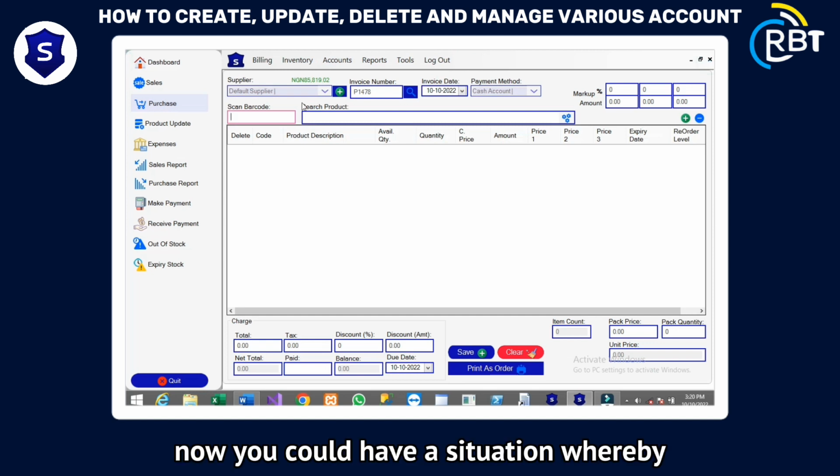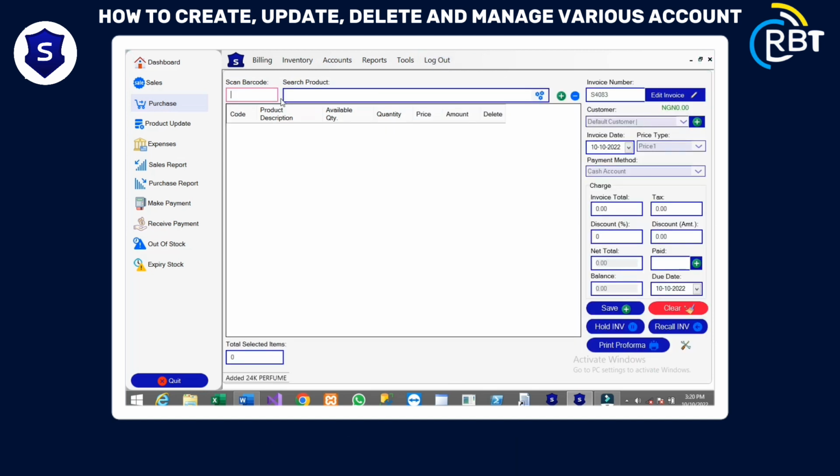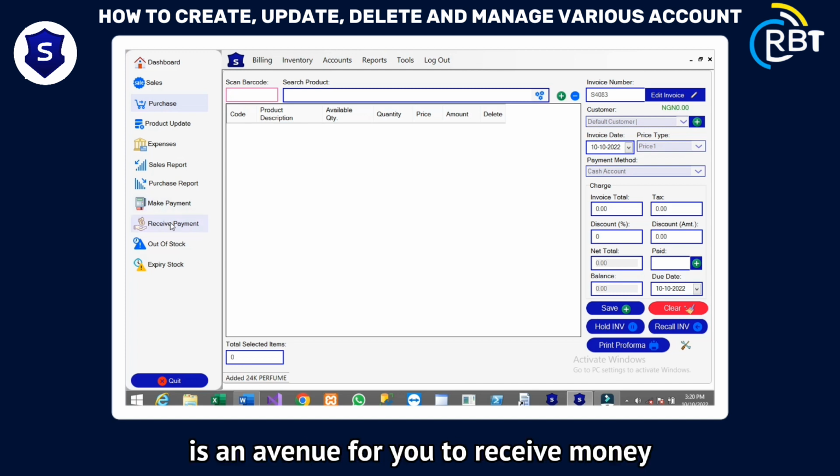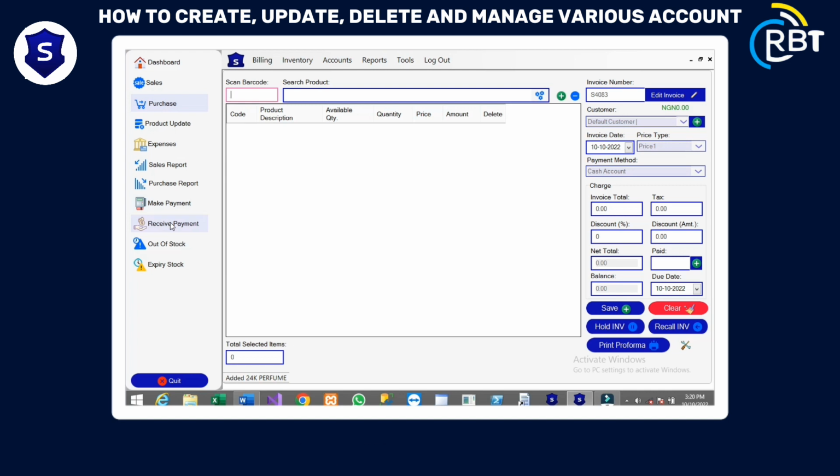Now you could have a situation where we have what we call make payment and receive payment. Make payment is just for you to make payment to your suppliers, while receive payment is an avenue for you to receive money from your customers that are owing you, that you have granted credit to.